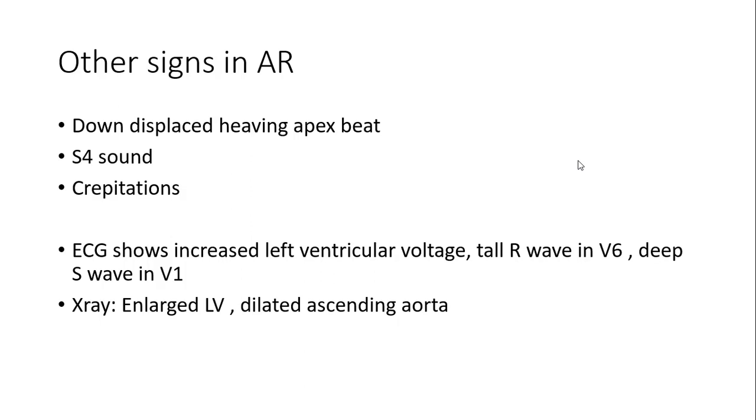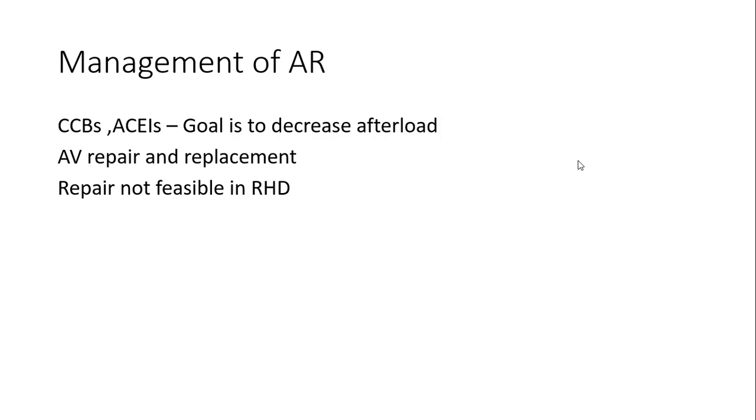And finally, let's talk about the management of aortic regurgitation. Some drugs like calcium channel blockers and ACE inhibitors are proven to improve left ventricular function in the patient with aortic regurgitation; the main goal is to decrease the afterload. The mainstay treatment of aortic regurgitation is obviously aortic valve replacement. Repair is not feasible in rheumatic heart disease.